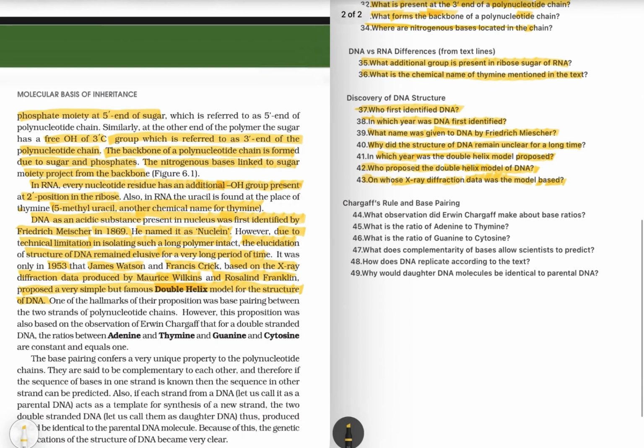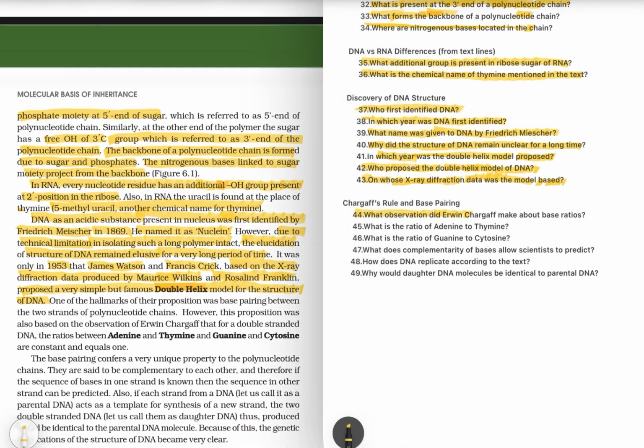Chargaff's rule. What observations did Erwin Chargaff make about the base ratio? Erwin Chargaff observed that for double-stranded DNA, the ratios between adenine and thymine, and guanine and cytosine, are constant and equal to 1. What is the ratio of adenine to thymine? Adenine is equal to thymine. What is the ratio of guanine to cytosine? Guanine is equal to cytosine.